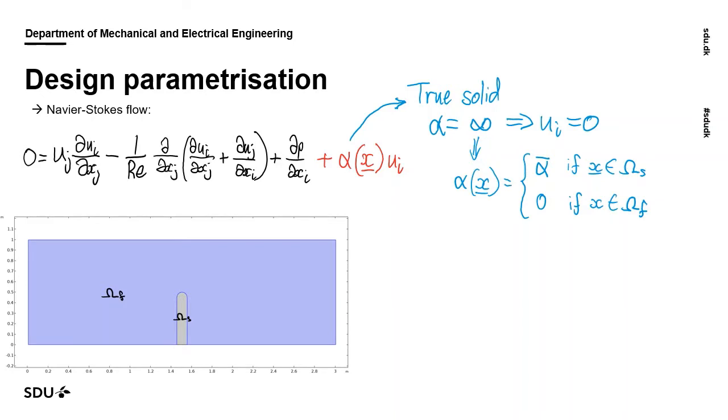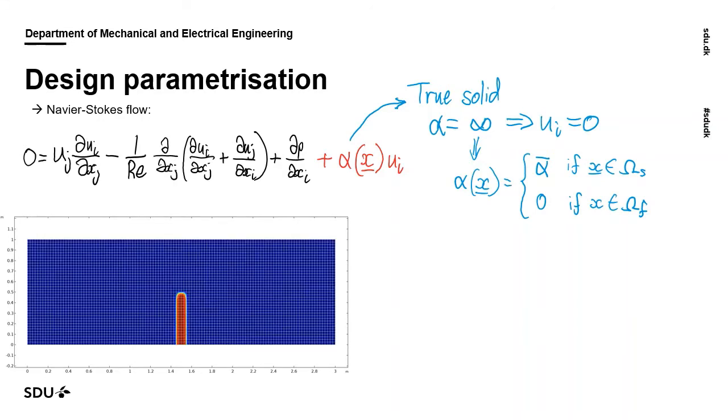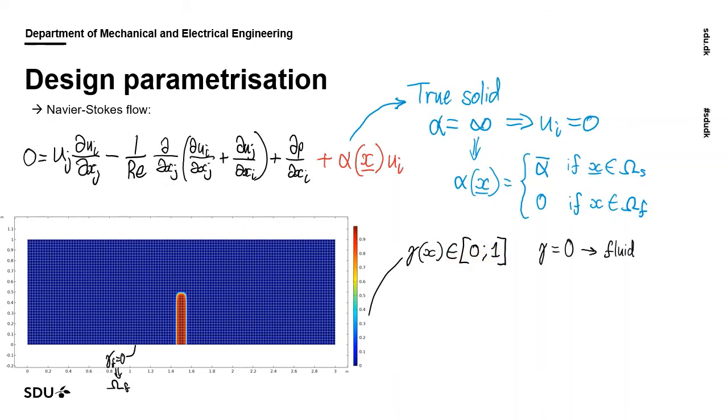So the way we then parameterize our design, instead of having these two discrete domains, is that we introduce a field that varies between 0 and 1. Each point in space now has a value between 0 and 1. If this value is set to 0, we get a fluid domain. If we set it to 1, we have solid, and then we will usually have some transition region where we have a value between 0 and 1.